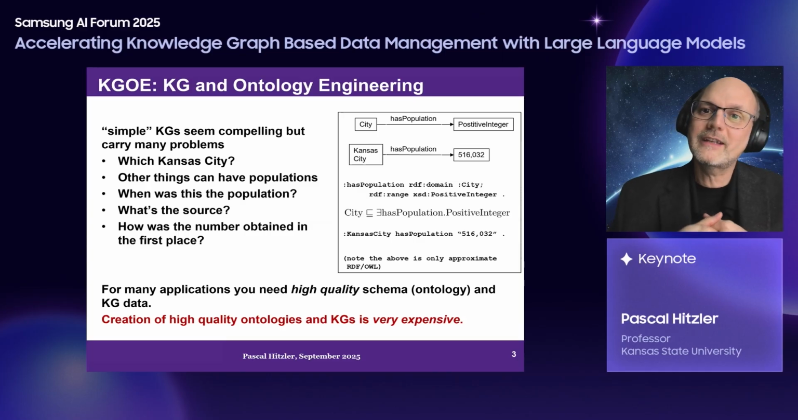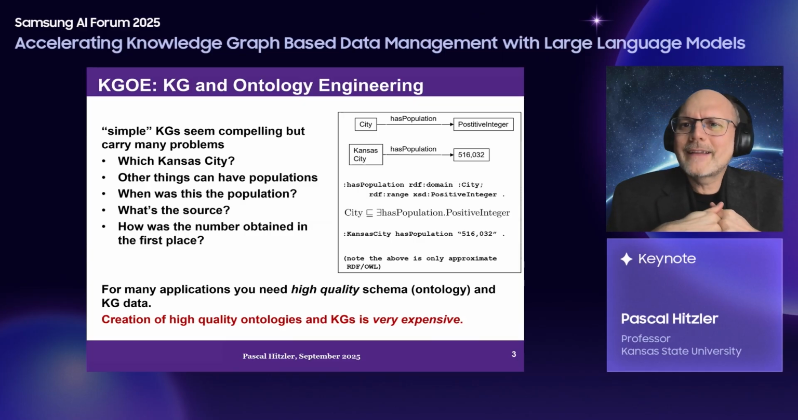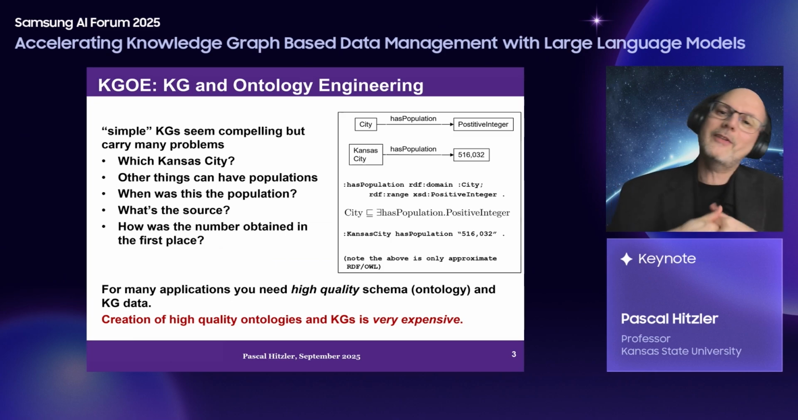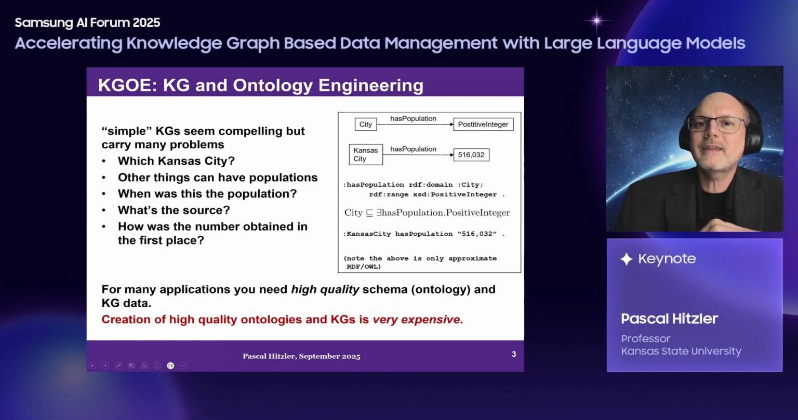Now, there's another question: 516,032, was that this year or last year, 10 years ago or 30? Perhaps it was Kansas City Metro 30 years ago. Who knows, without further information. All this information seems to be missing in our little snippet.